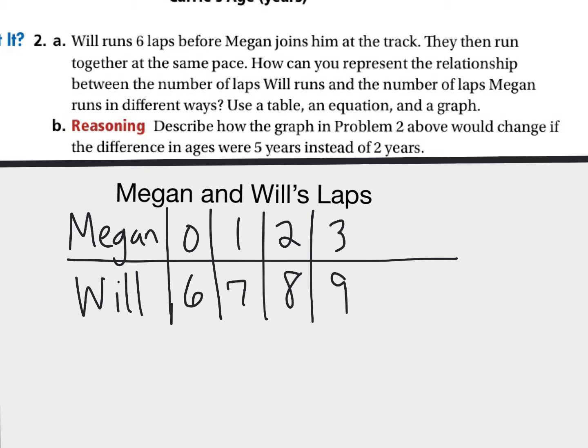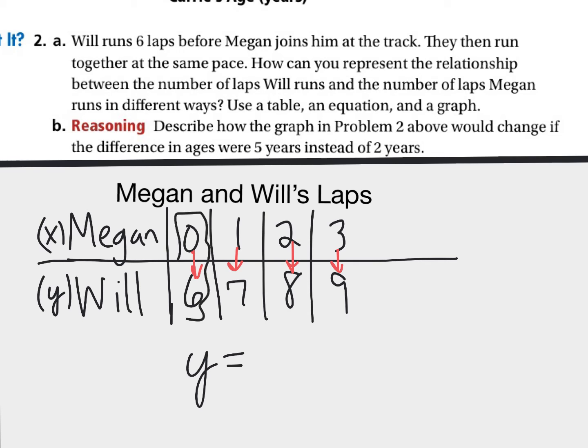An equation, if we make Megan be an x and Will be y, normally we do our equation y equals something. So we could think about how do we get from the x to the y. How do we go from 0 to 6, 1 to 7, 2 to 8, 3 to 9? The numbers are getting bigger, so we're probably going to be either adding or multiplying. And on this one, you might notice we would be adding.